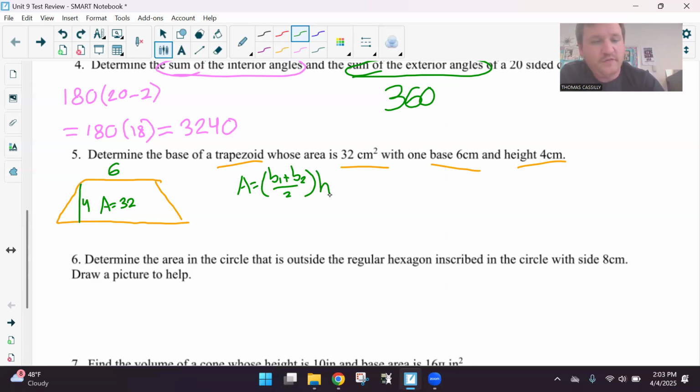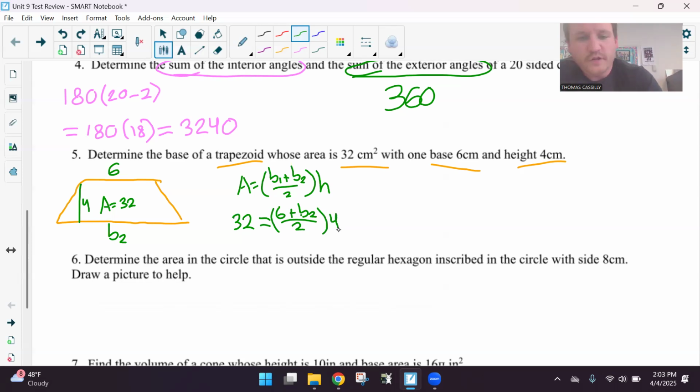All right. We know the height. We know a base. We don't know the other base. So I'll call this guy base 2. I'll say that's the one we do not know. And let's plug everything in. So we got 32 equals 6 plus B2 all over 2. And then we got to multiply this guy by 4.